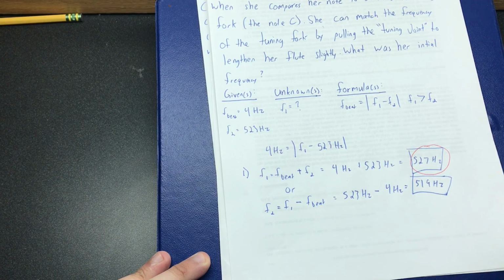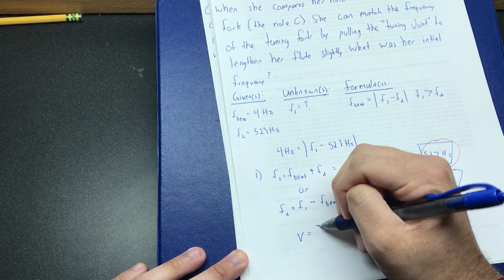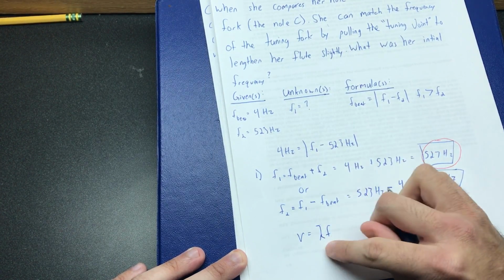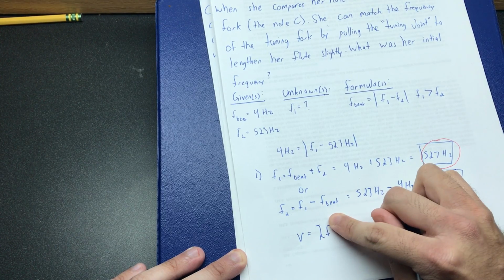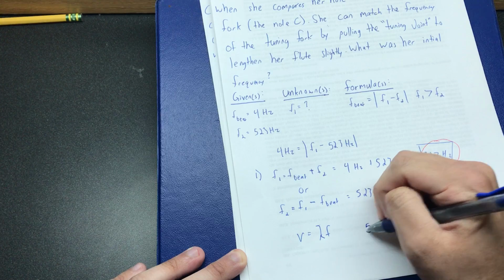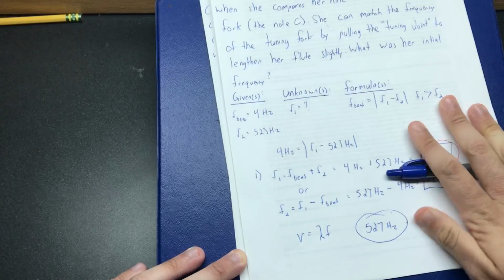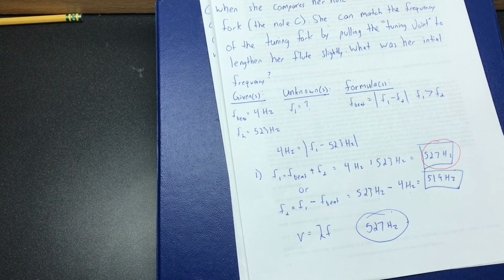Well, since she lengthens her flute, she is increasing the wavelength of the standing wave in the flute. Because of the formula v equals lambda f, as the wavelength increases, the frequency decreases. So her initial frequency must be 527 hertz. So boom. That is the answer for this problem.